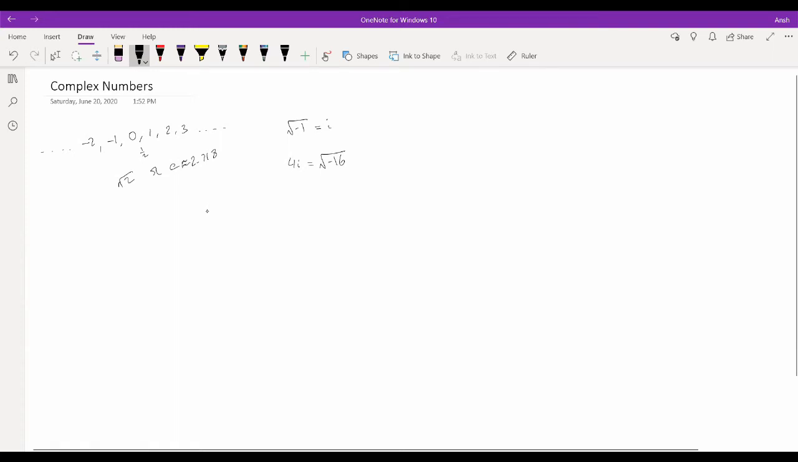Complex numbers, however, are a combination of these two. They have a real part, and they also have an imaginary part. So they're in the form of a plus bi. Unlike real numbers, we can't order complex numbers on a number line as we traditionally thought of numbers.